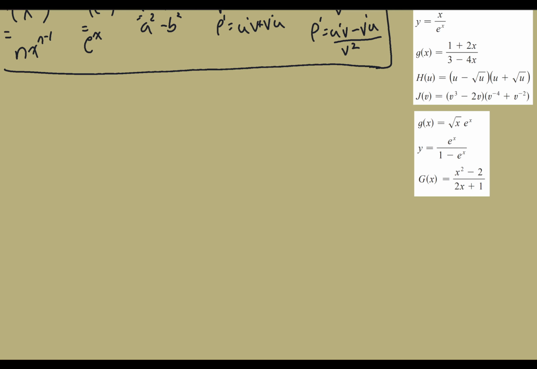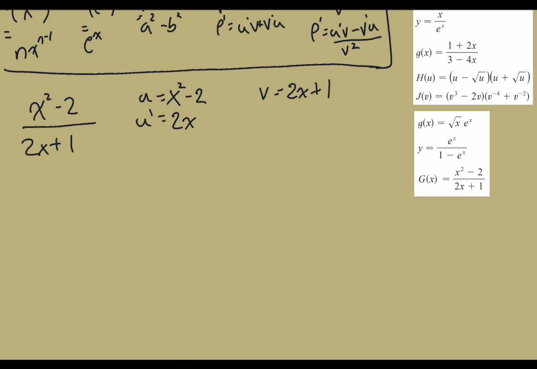Last one. You can do this. It's the last one. Okay, g of x is equal to x squared minus 2 over 2x plus 1. What's our u term? That's the numerator, x squared minus 2. There's our v term, 2x plus 1. We can take the derivatives of these by themselves, right? Nice and easy. U prime is 2x, no big deal. V prime here is just 2. And it's quotient rule.